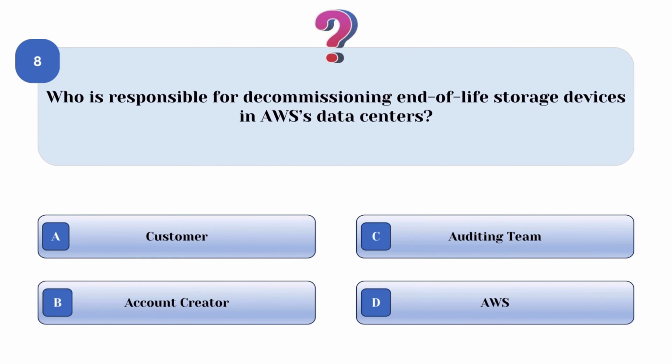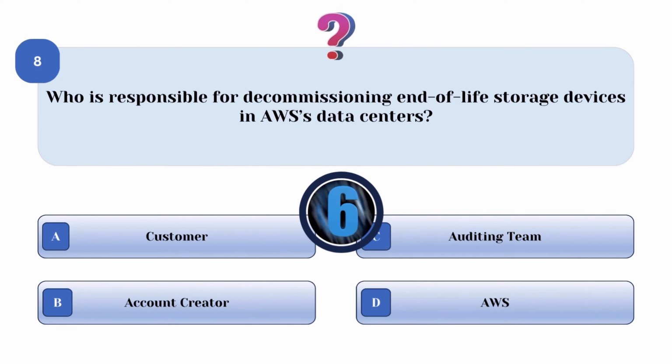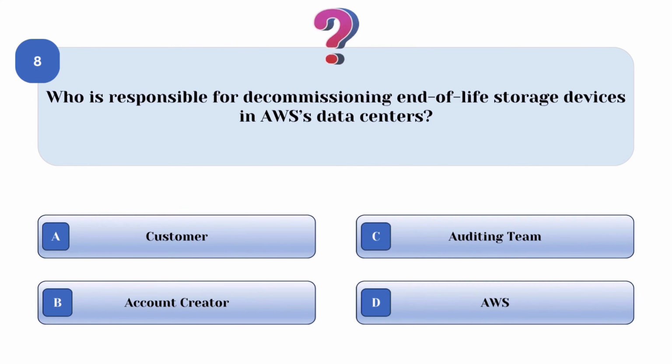Who is responsible for decommissioning end-of-life storage devices in AWS data centers? Correct answer: AWS. Explanation: under the shared responsibility model, AWS handles the physical security and disposal of hardware.